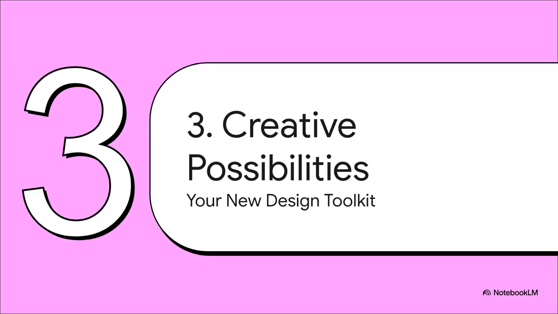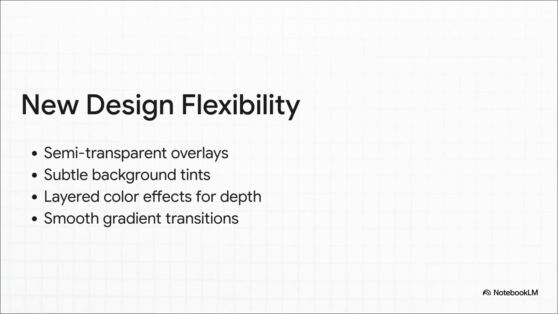And that transparency dial, it unlocks a whole new universe of creative possibilities for our designs. All of a sudden, you can create those gorgeous, semi-transparent overlays on your hero images, without making the text on top impossible to read. You can add these subtle, elegant tints to backgrounds, create really sophisticated layered color effects that give your design actual depth, and even build way smoother gradient transitions. This isn't just some small technical tweak. It is a massive upgrade to your entire design toolkit.